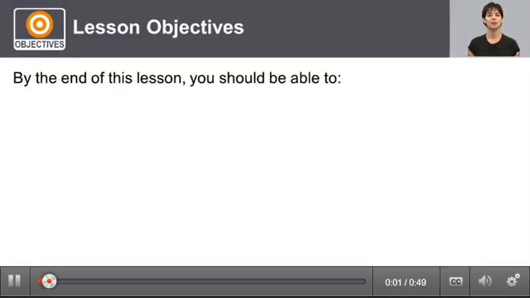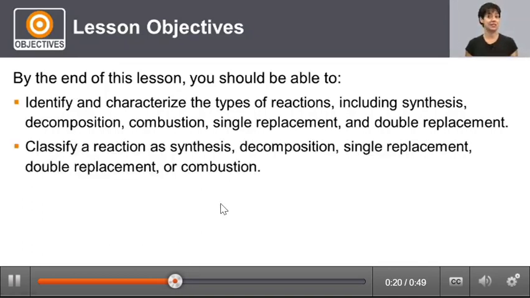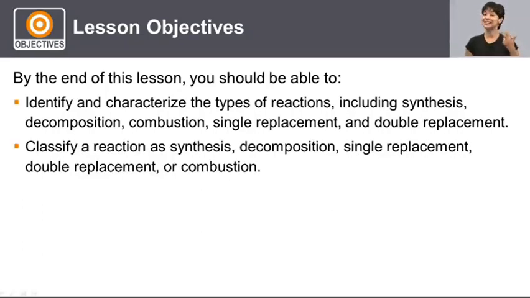Lesson objectives. What is it that we want to achieve? By the end of this lesson, you'll be able to identify and characterize the types of reaction there are, including synthesis, decomposition, combustion, single replacement, and double replacement reactions. You'll be able to classify a reaction, whether it's synthesis, decomposition, combustion, single replacement, or double replacement.